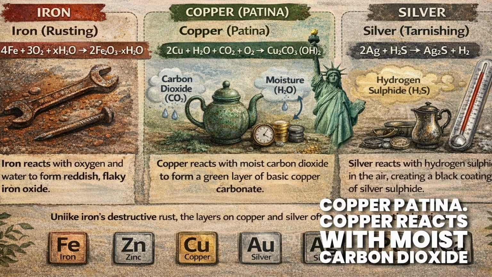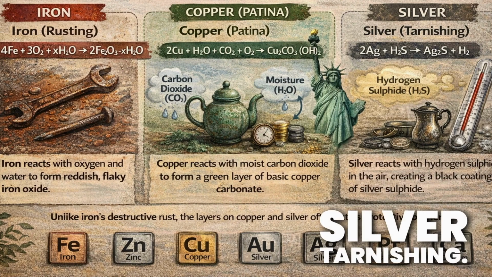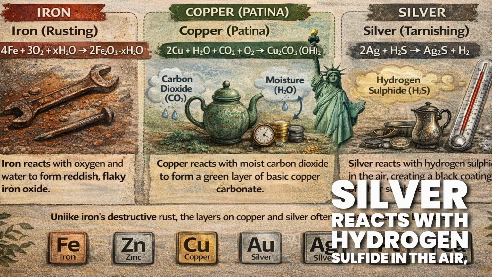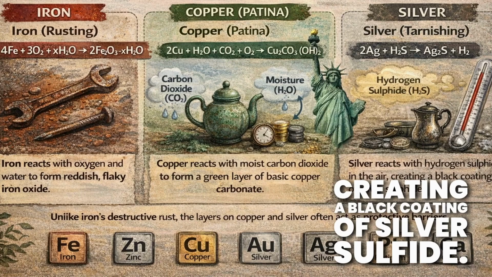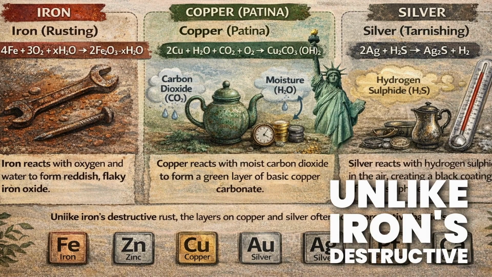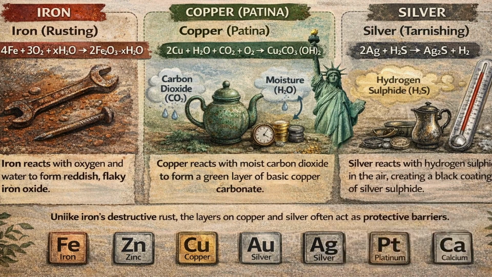Copper, patina. Copper reacts with moist carbon dioxide to form a green layer of basic copper carbonate. Silver, tarnishing. Silver reacts with hydrogen sulfide in the air, creating a black coating of silver sulfide. Unlike iron's destructive rust, the layers on copper and silver often act as protective barriers.